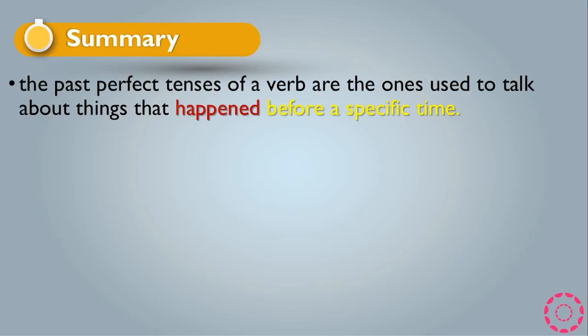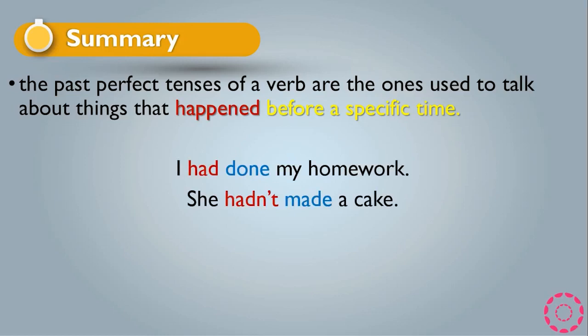Now we have past perfect. The past perfect tense of a verb is used to talk about things that happened before a specific time. This is called past perfect. For example, I had done my homework, or she hadn't made a cake, or had they watched the movie. These sentences are the types of the past perfect in positive, negative, and question.